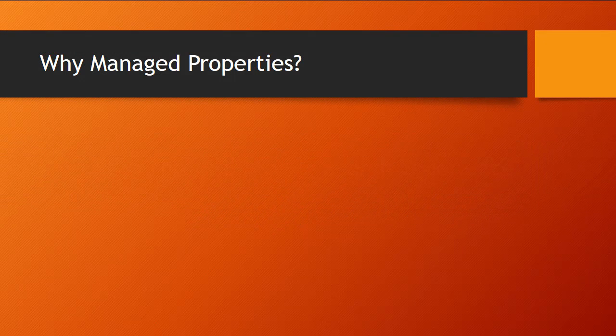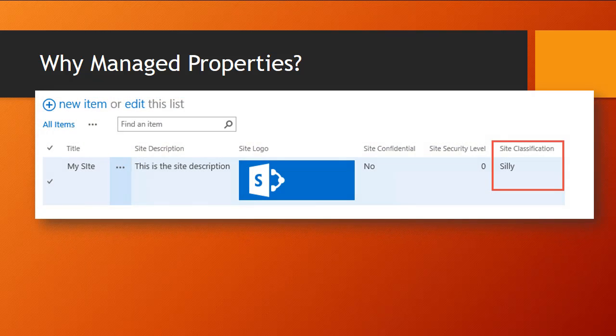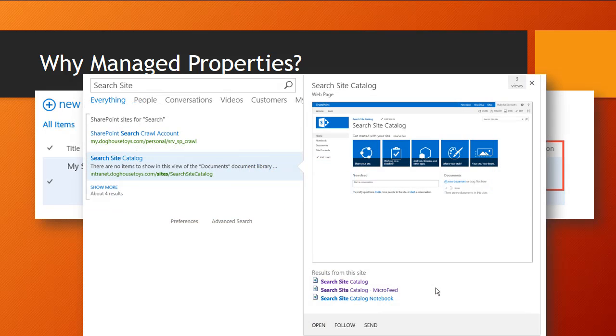So why do you need a managed property? Well, anytime you want to take custom metadata that you've created, so in our case we have our custom list that we've created from our custom site columns, and we have that site classification. If I want to see that site classification data in my search results page, then I need a managed property. Also, if I want to search for specific attributes, for instance, site classification or site confidentiality, then I need to create a managed property that is queryable so that I can search on it.